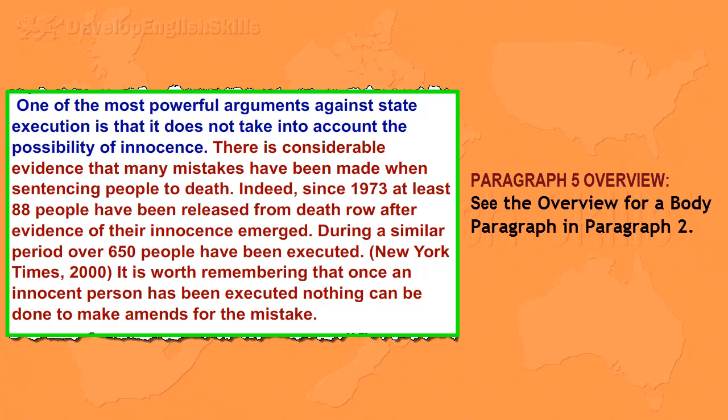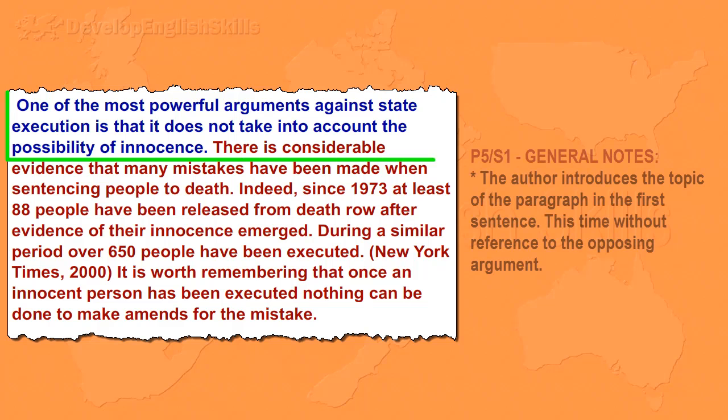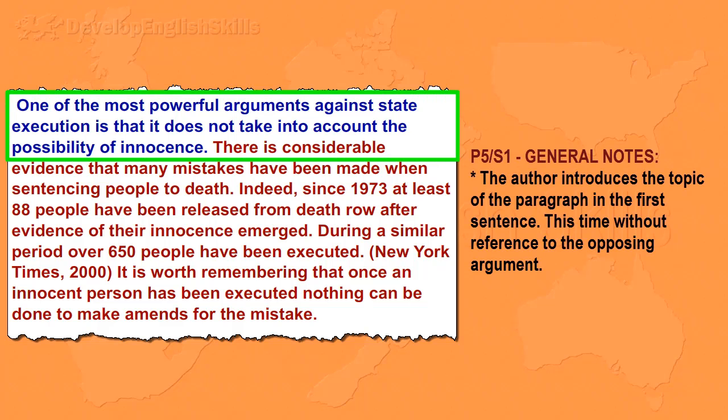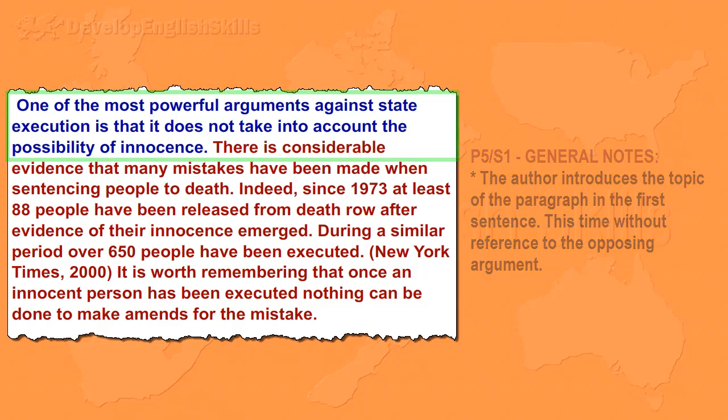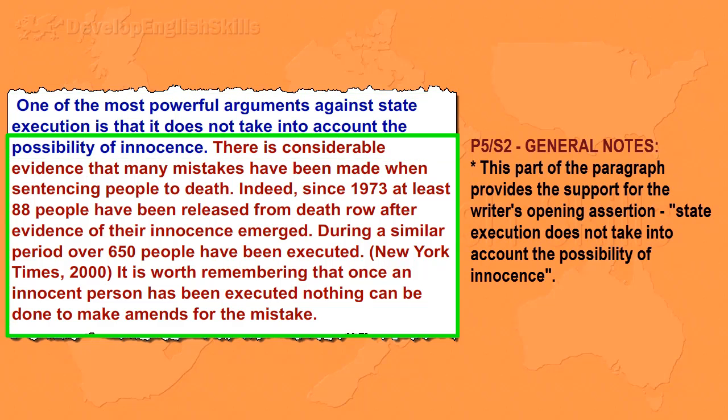See the overview for a body paragraph in paragraph 2. The author introduces the topic of the paragraph in the first sentence, this time without reference to the opposing argument. This part of the paragraph provides the support for the writer's opening assertion.